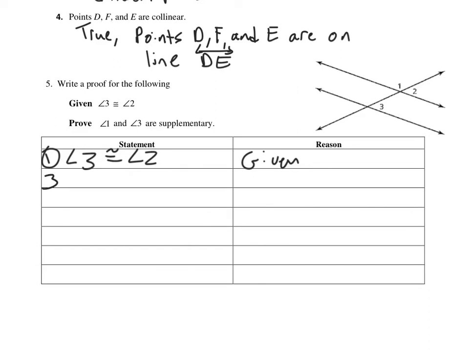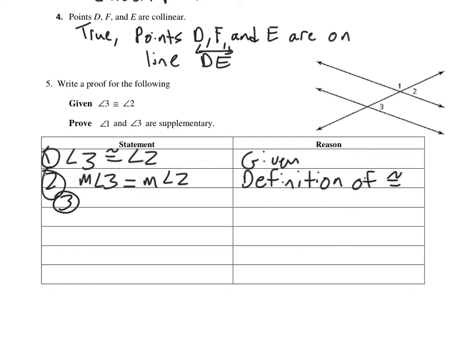So make that a 2. All right, we got a 2, and so we know that the measures are equal. So we convert it into measures. Now we got an equation. So that's because of the definition of congruent. In other words, that's just what congruence means. And so now we know that. Well, what else do we know? We're trying to get into the world of supplementary.